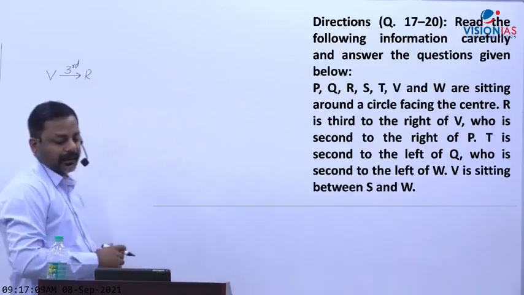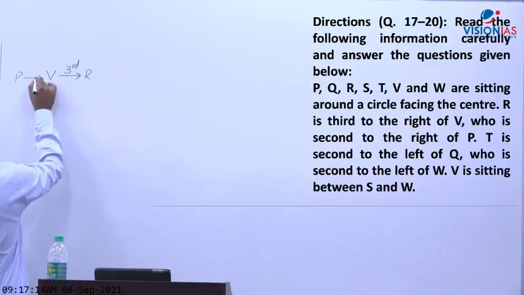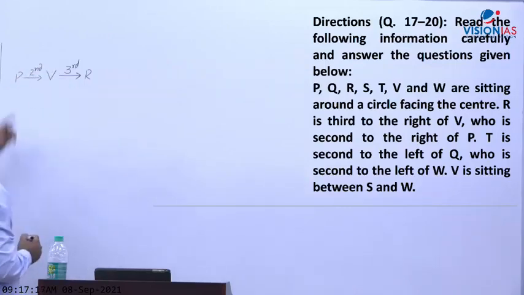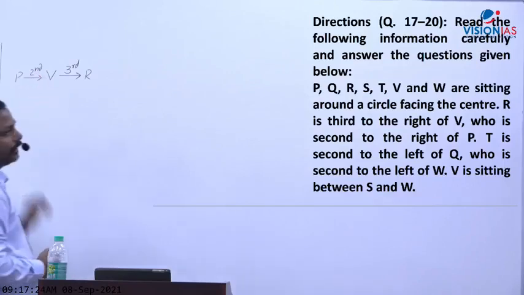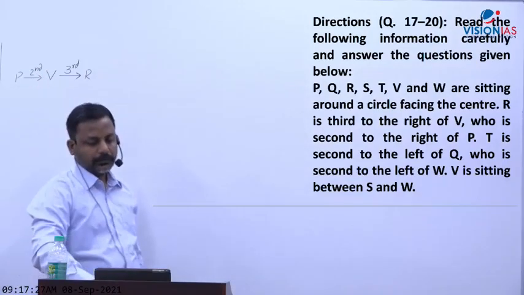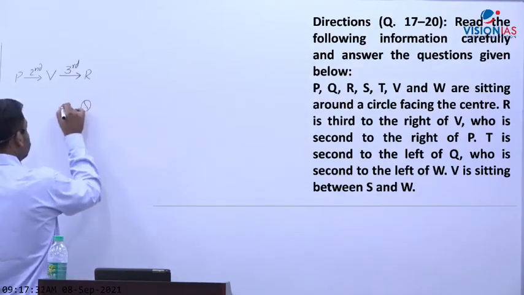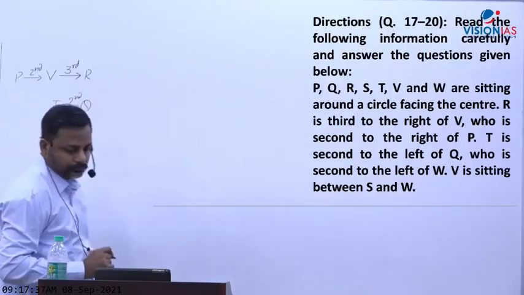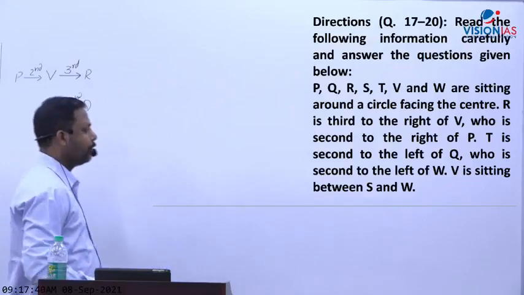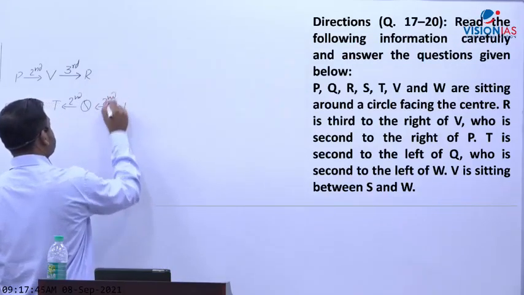Who is second to the right of P? It means V is second to the right of P. So we will place P. On the right hand side we will mark an arrow, and the position is second and V is there. T is second to the left of Q. So on the left hand side of Q at second place, T is there. Who is second to the left of W? It means on the left hand side of W at second place, Q is there.